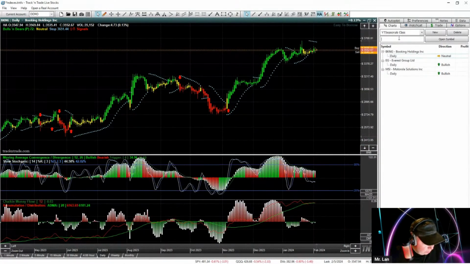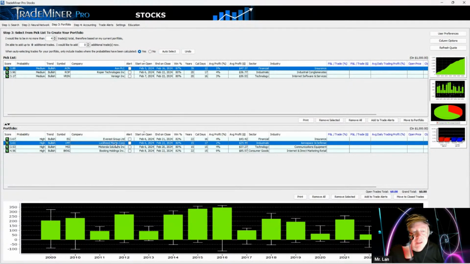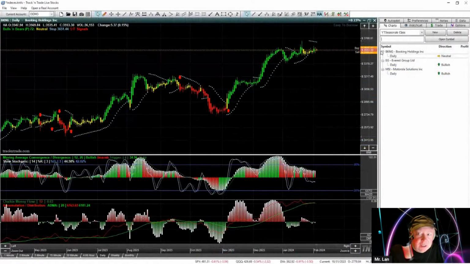Oh, wait, we already pulled up EG. What am I doing? Oh, it's Lockheed Martin, LMT, sorry. February 6th to February 22nd, 80% of the time over the last 15 years, it's returned 2%. That's the one. But Lockheed Martin, LMT.